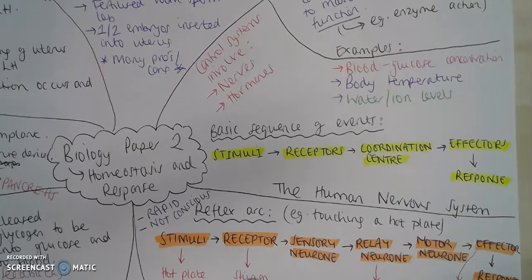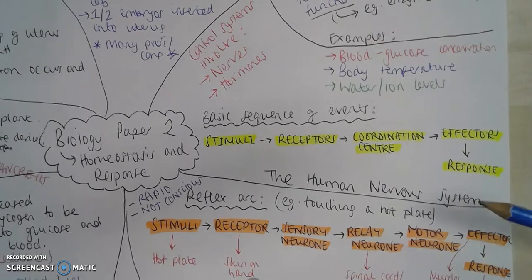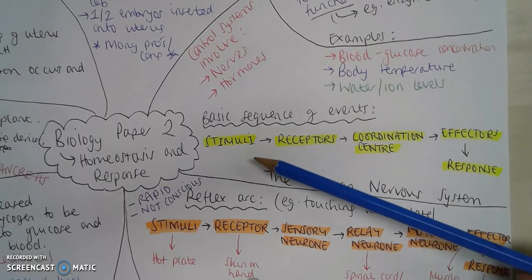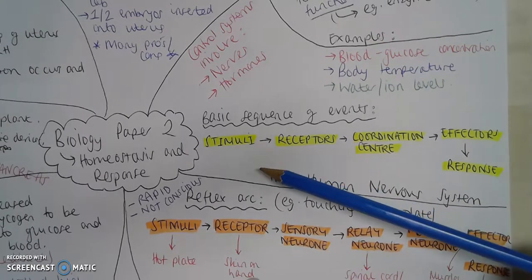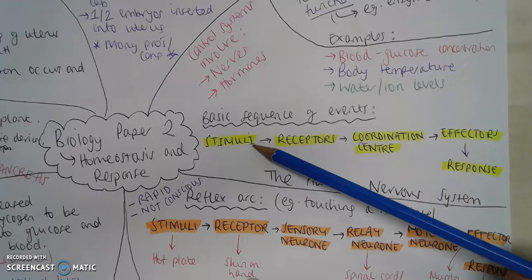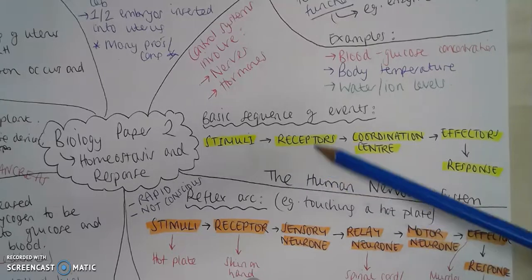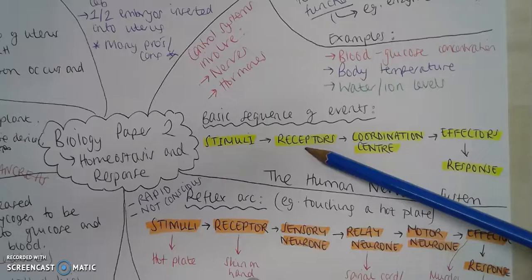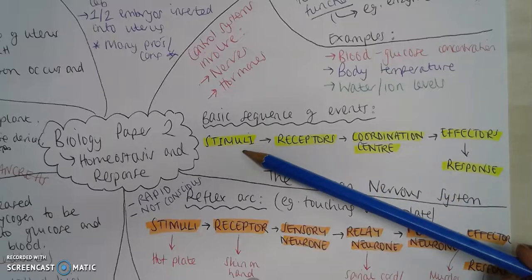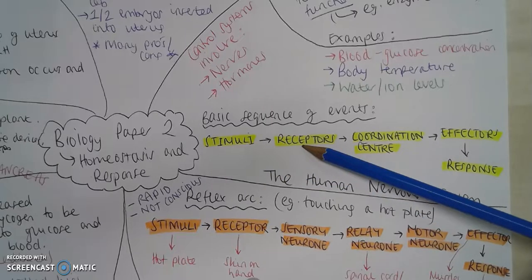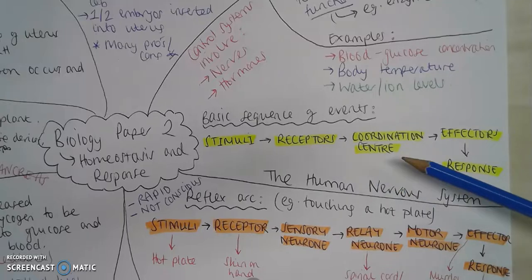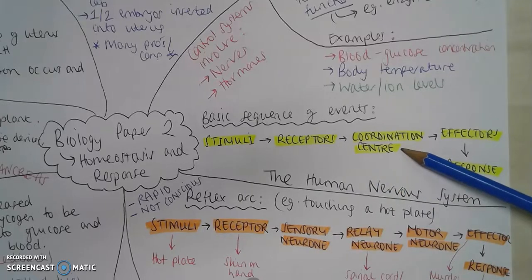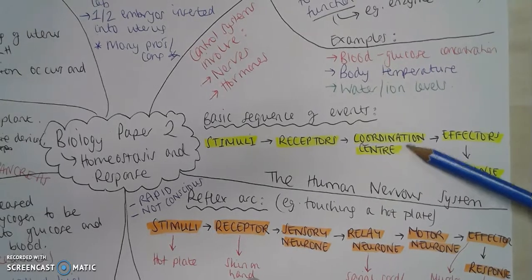So the basic sequence of events is that initially there'll be a stimulus. So this is something that will change. Okay, so something's happened, something's changed. Receptors will detect that there's been a change. So for instance, it could be that the body temperature has got too high. Receptors on the skin will detect that, and receptors inside the body. They will then send information to the coordination centre, which is usually either the brain, or it can be the spinal cord as well, the CNS.